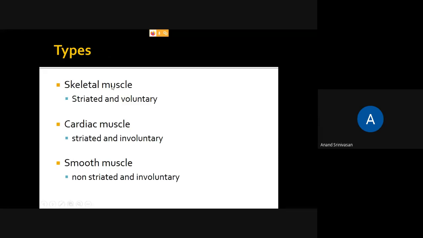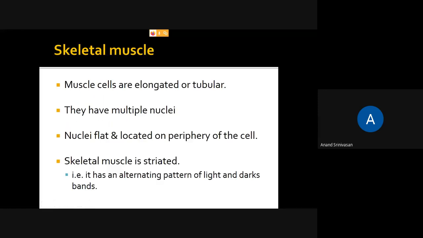The skeletal muscles are the muscles which are attached to the bones. They are striated and voluntary. Striated means they have lines, and voluntary means we can control the movements of the skeletal muscle. The cardiac muscle is also striated, but it is involuntary. It cannot be controlled by our conscious will. We cannot control the beating of our heart. The smooth muscle is non-striated, there are no lines, and it is involuntary. So these are the three different types of muscles. Now let's see each one of them.